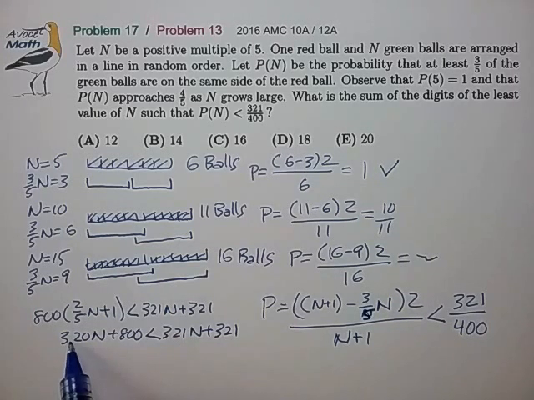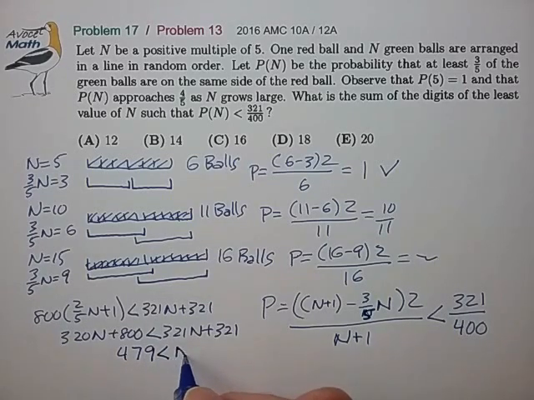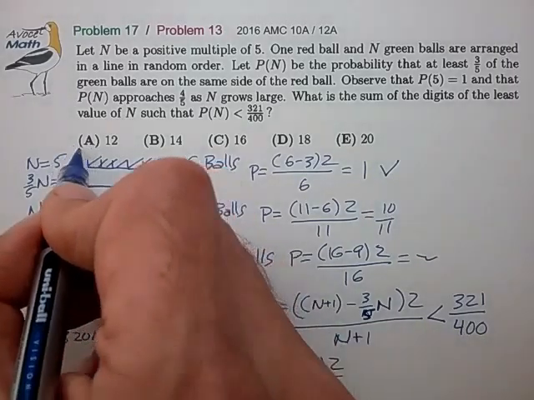So we can move the 320n to the other side, and this to this side, and what does that give us? That gives us 479 is less than n. And we see that the least value of n which can satisfy this is n equal to 480. The sum of the digits of 480 is 4 plus 8, which is 12, and that is choice A.